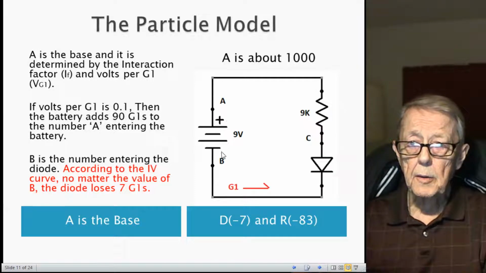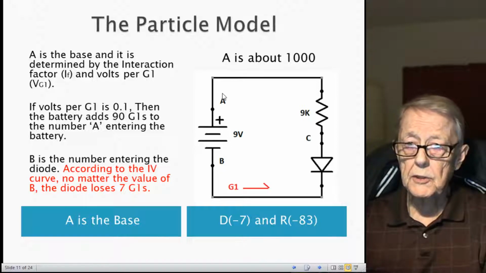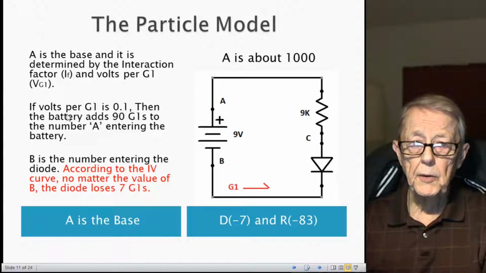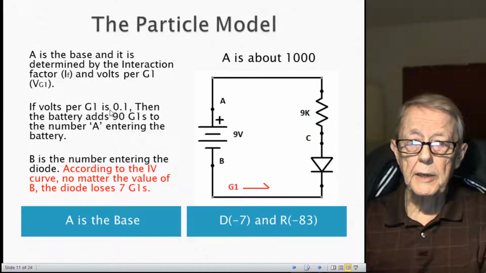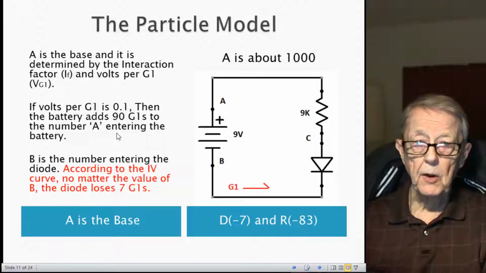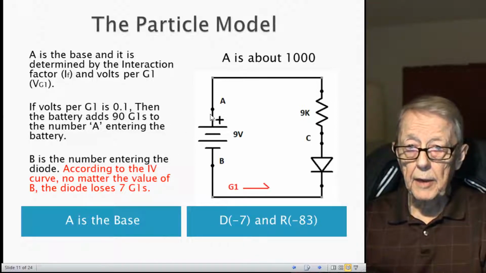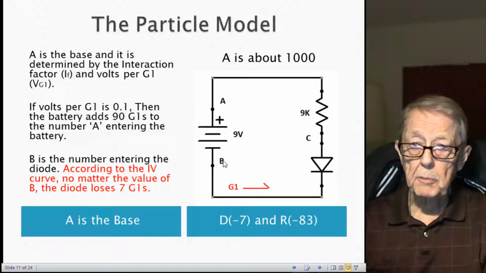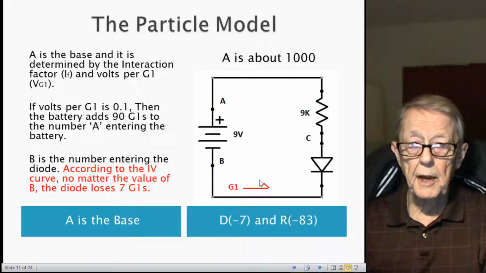But the battery, on the other hand, adds G1s. You have a number coming in, you add them. Well, how many do you add? Well, if I assume that the volts per G1 is 0.1, then you divide 0.1 into 9, you get 90. There are 90 G1s being added by the battery such that B is equal to A plus 90, and that's how many G1s you have coming into the diode.